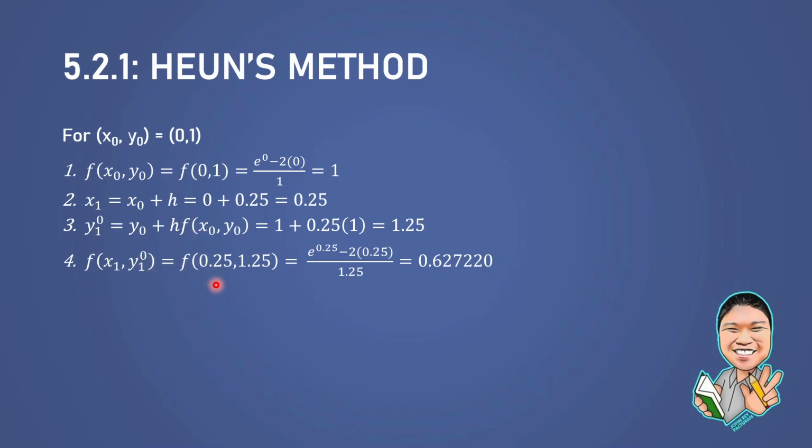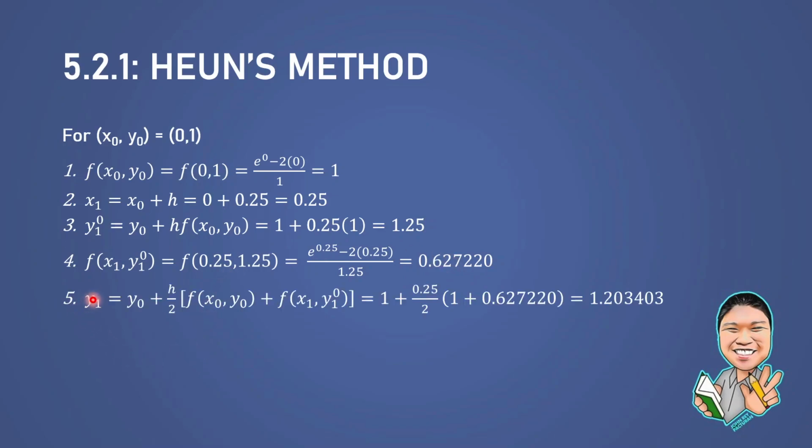So, that is equal to f of 0.25, 1.25. So, that is equal to e raised to 0.25 minus 2 raised to 0.25 all over 1.25. So, that is 0.627220. And lastly, hahanapin na natin yung y sub 1. Ito na yung tunay na y sub 1, which is the corrector.